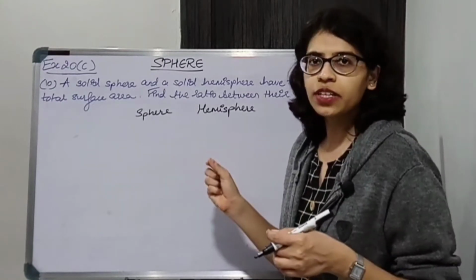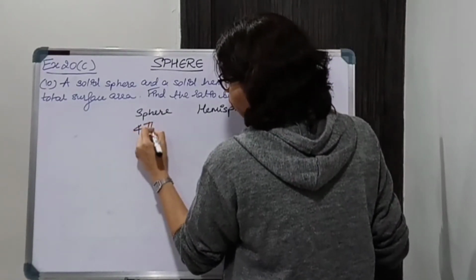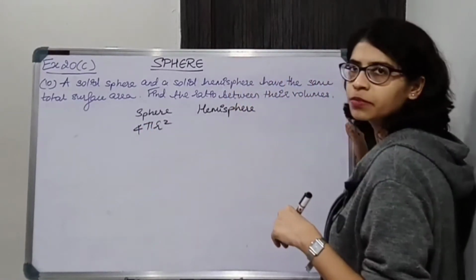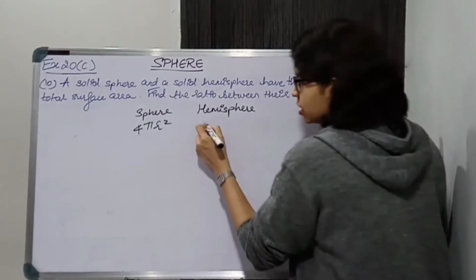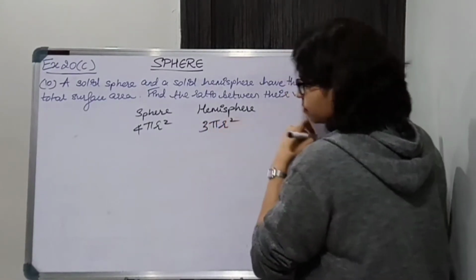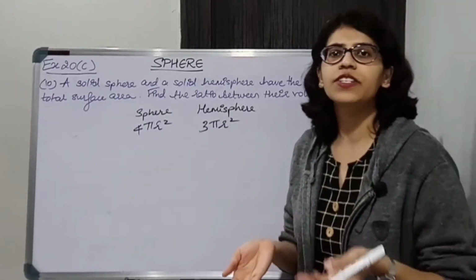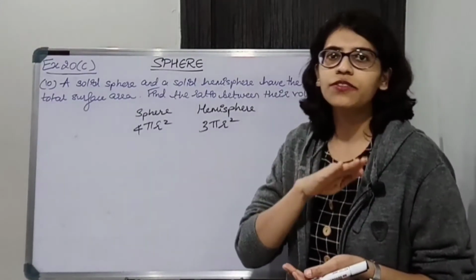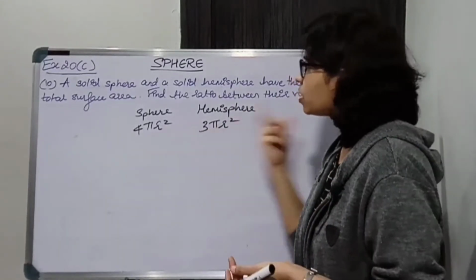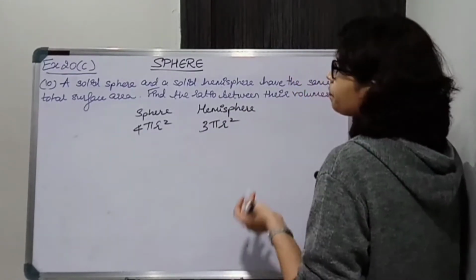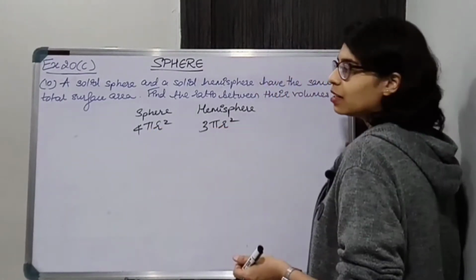So solid sphere का total surface area क्या हो जाएगा? It is 4 pi r square, ठीक है. And solid hemisphere का क्या होगा? It is 3 pi r square, okay. सॉलिड है, हॉलो नहीं है, सो ऑब्वियसली कर्व्ड सरफेस एरिया सिर्फ नहीं होगा, देयर इज टोटल सरफेस एरिया दैट इज द बेस एरिया प्लस द कर्व्ड पार्ट. सो 4 पाई आर स्क्वायर इज इक्वल टू 3 पाई आर स्क्वायर. नाउ दोनों का टोटल सरफेस एरिया सेम है बट रेडियस तो सेम नहीं है, ओके.